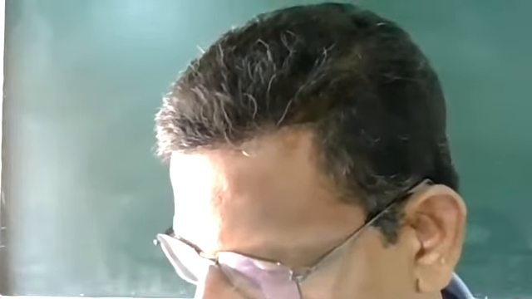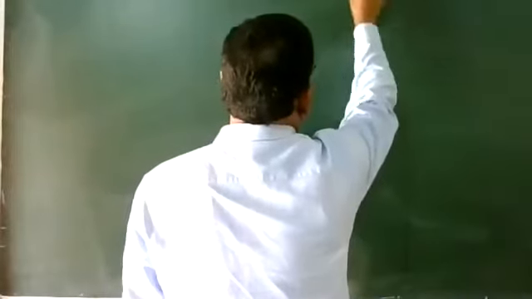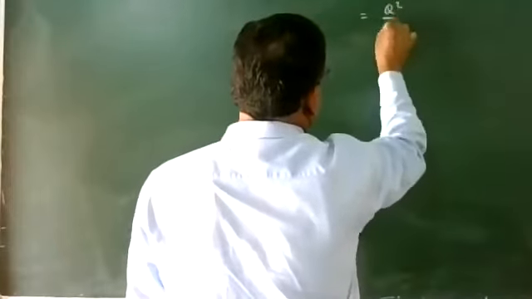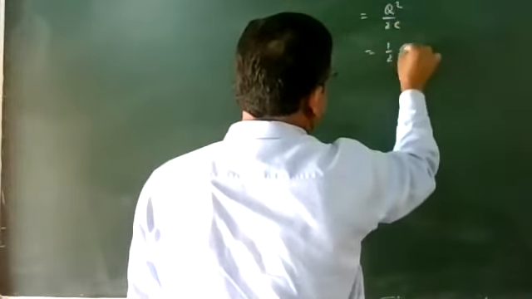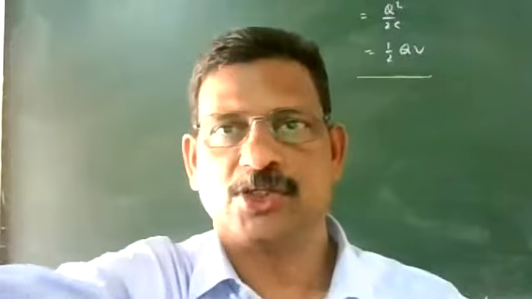Mohammed, U is equal to half CV square, which is equal to Q square upon 2C, which is equal to half QV. Okay. Energy stored is half CV square or Q square by 2C or half QV. So these are the different equations for finding energy stored in the capacitor.